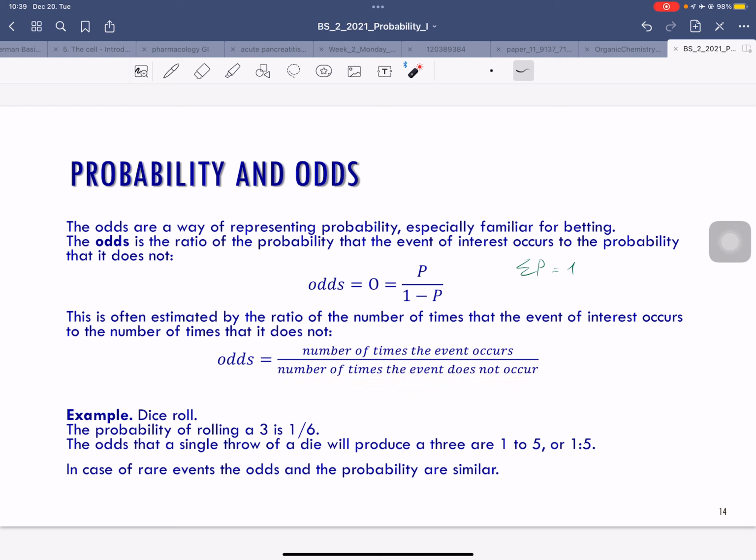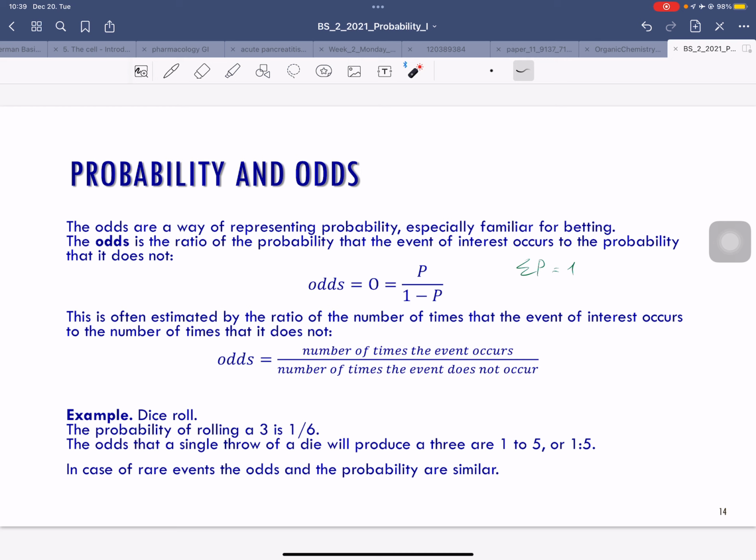For example, when rolling a die, the probability of rolling a 3 is 1 over 6. The odds of rolling a 3 will be 1 to 5, which is 1 over 5. In the case of a rare event, the odds and the probability are similar. An odds ratio is used to compare the odds in two independent groups.